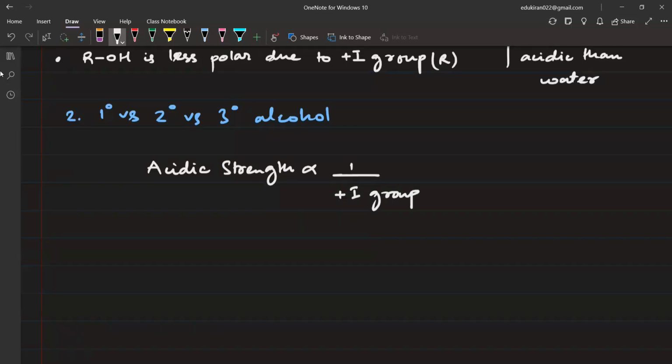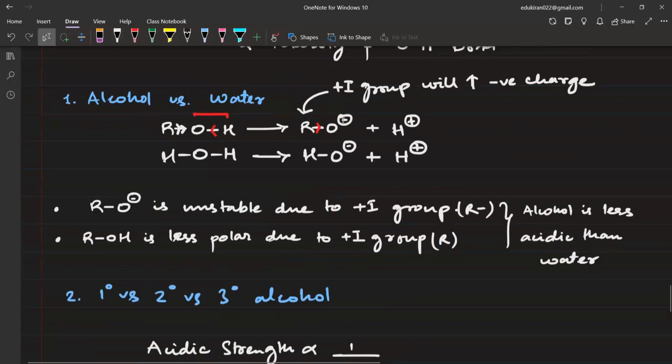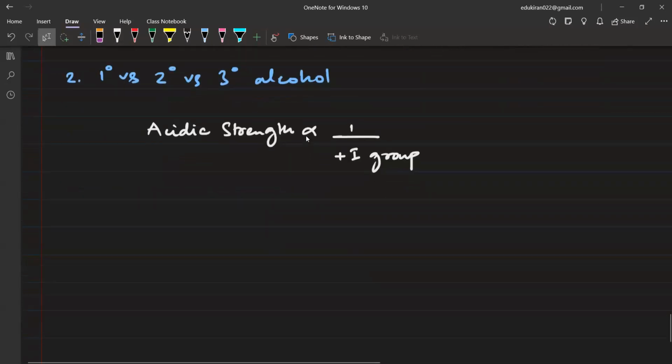Right? Because when we had plus I group, what was happening? The alkoxide ion was unstable. Right? It was unstable because of plus I. And where do we have most number of plus I group? It is 3 degree. And then 2 degree and then 1 degree. 3 degree has the most number of plus I groups because more number of alkyl groups are attached. So acidic strength in this case is going to be 1 degree will be largest, and then 2 degree and then 3 degree. Got this? Please tell me.